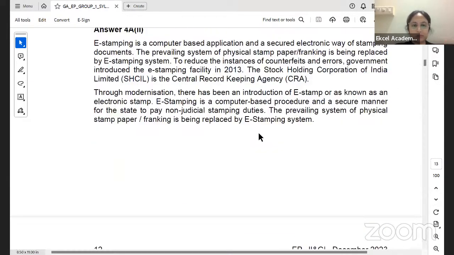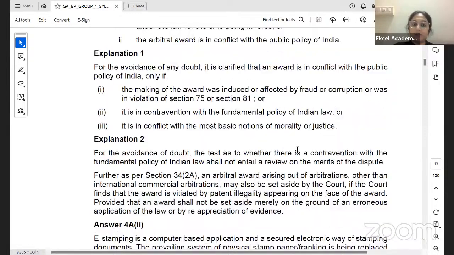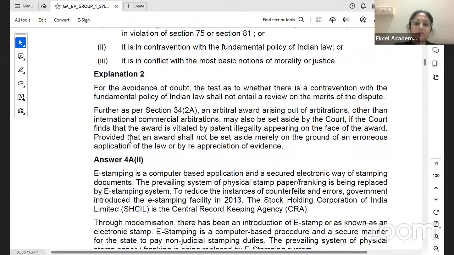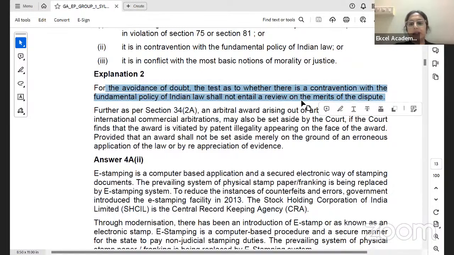Okay, these two explanations you have to write. At least explanation one is very important. At least this one you have to write, all the three points: what is against or in conflict with the public policy of India? Explanation 2, if you don't remember, at least this much: it shall not entail a review on the merits of the dispute. At least that you write. Or if you don't know, if you don't write explanation 2, it's to some extent okay. I'm not telling you don't write, but at least okay. But explanation 1, you should not miss.